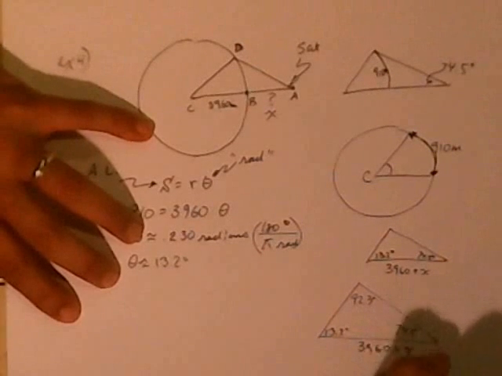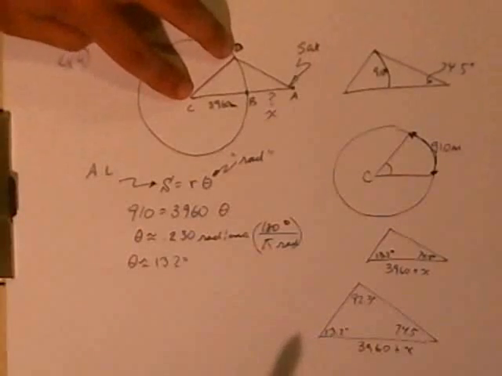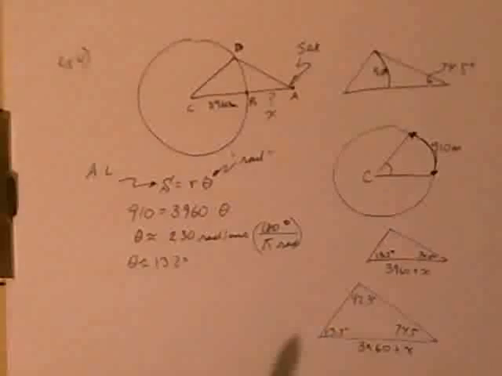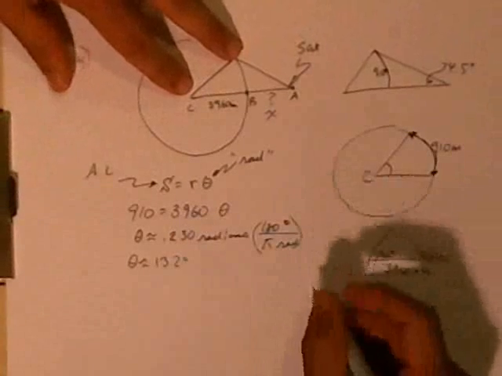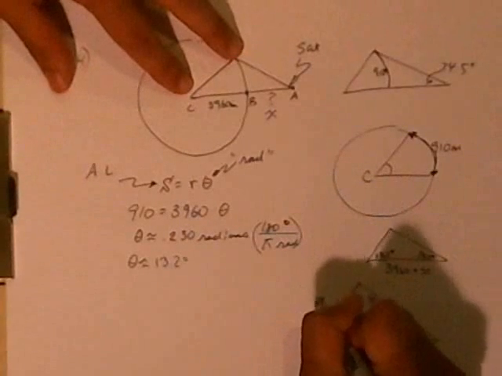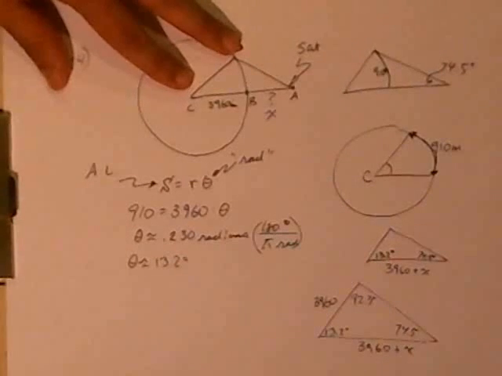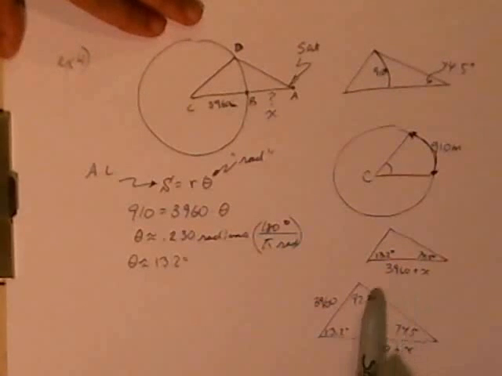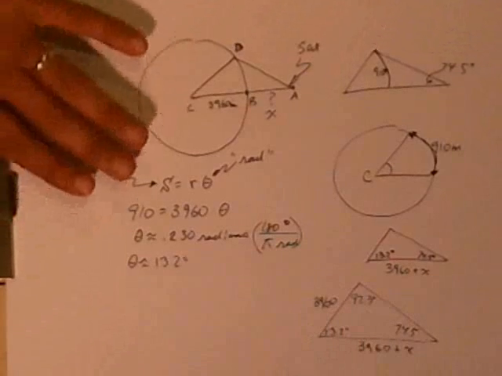This is 3960 plus x. Do we know what this length is, CD? Right over here, CD. Oh, that's the radius. So this is 3960. So you could use the ASA situation. So we can use the law of sines.